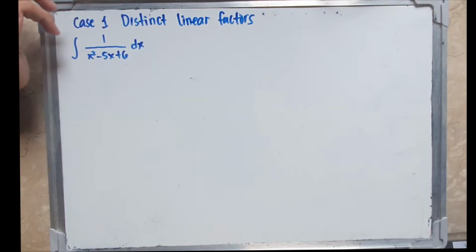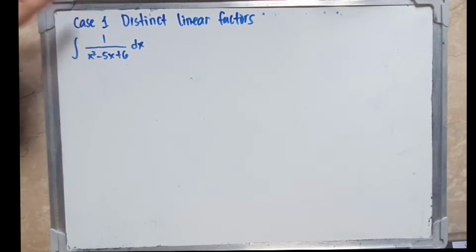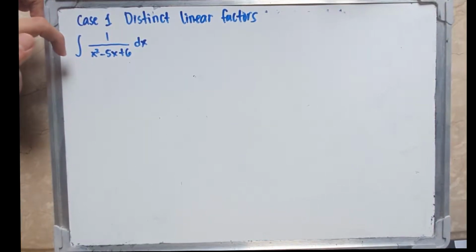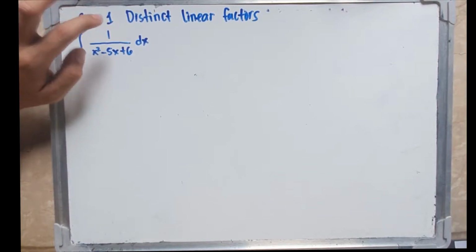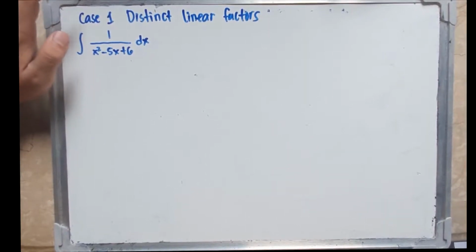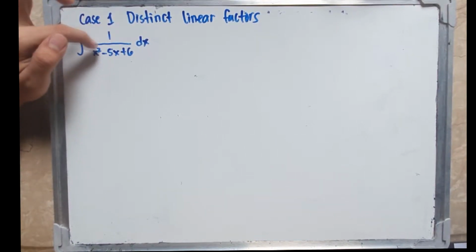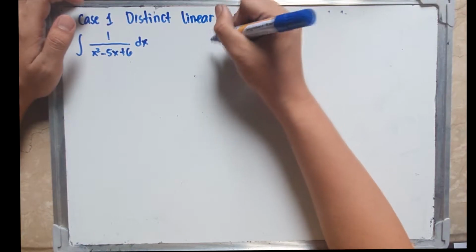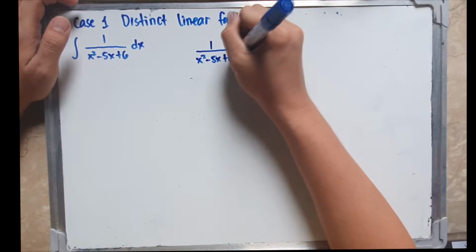Case number 1, for distinct linear factors: we have the integral of 1 over x squared minus 5x plus 6 dx. Actually, you could solve this problem via inverse trigonometric functions or via trigonometric substitution. But this time we will try to solve this one by using partial fractions. So first, let's take this algebraic term right here, 1 over x squared minus 5x plus 6.